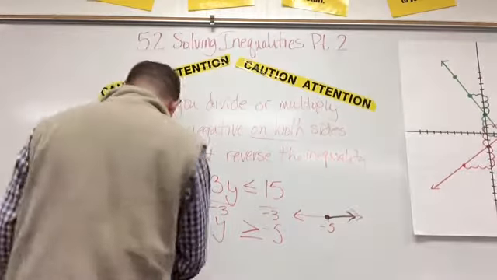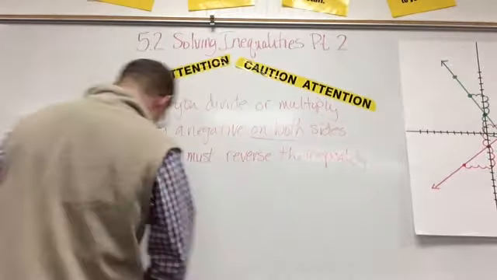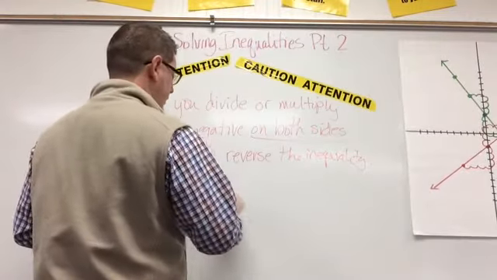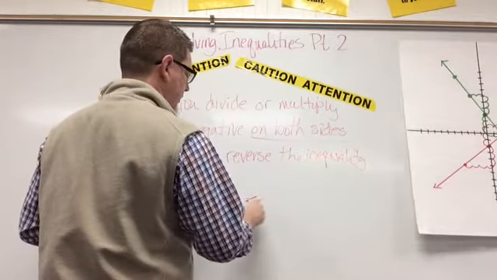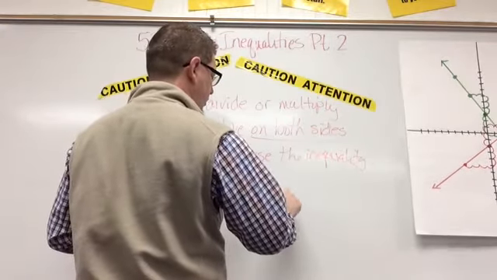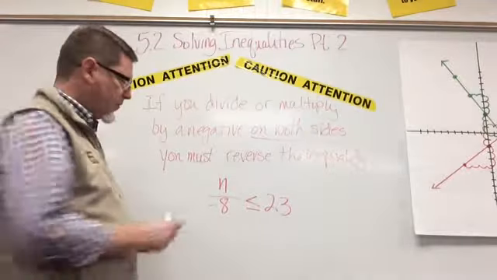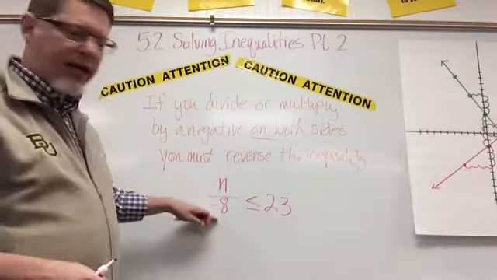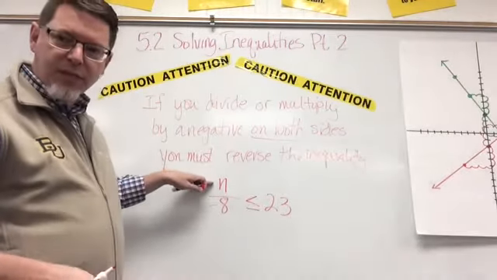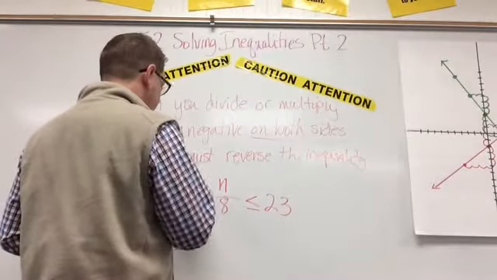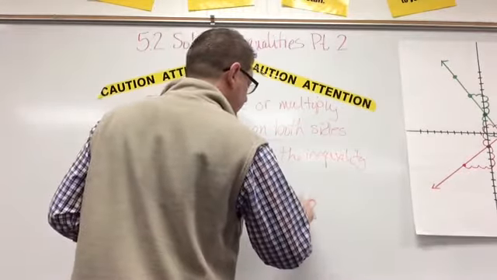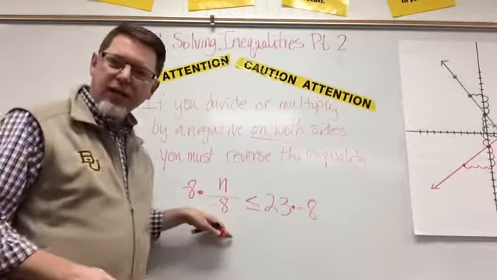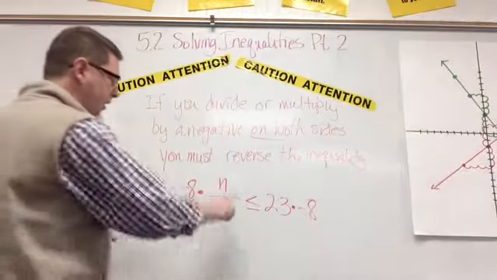Let's do another example. What if I have n over -8 is less than or equal to 23? Okay? This is division. The opposite of that is multiplication. I'm dividing by a negative, and so I need to keep n positive, so I need to multiply both sides times -8. Because I need to get rid of that denominator, multiply both sides times -8, n becomes positive.